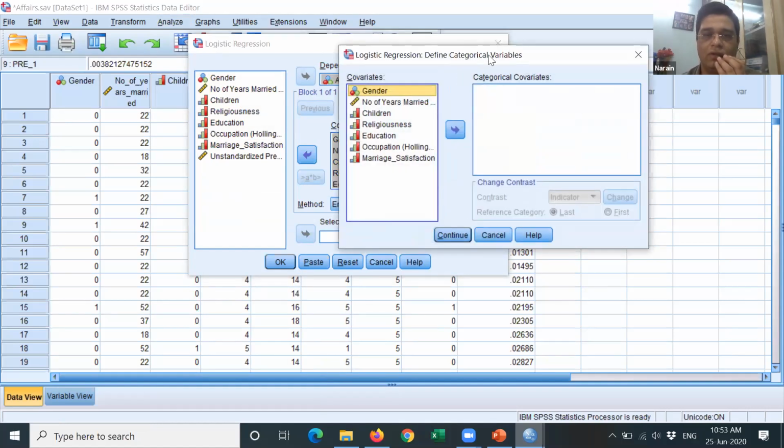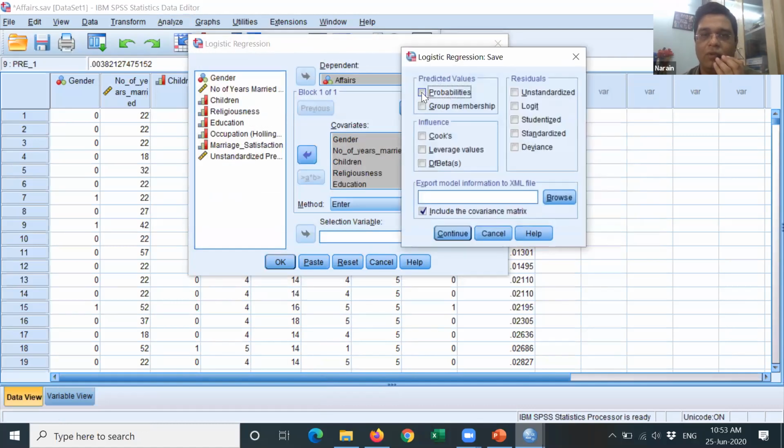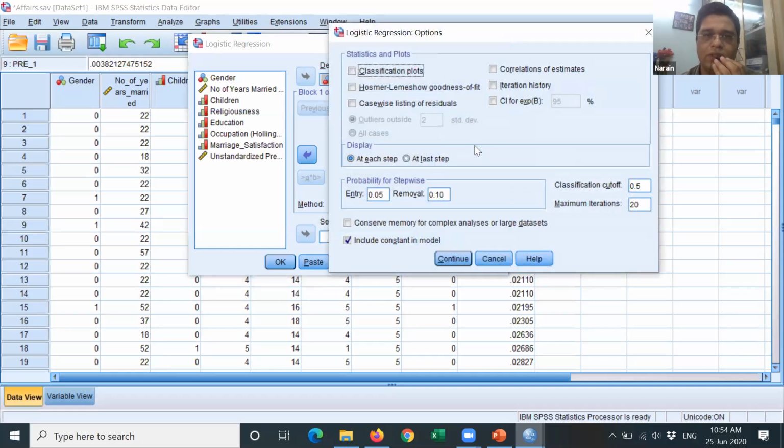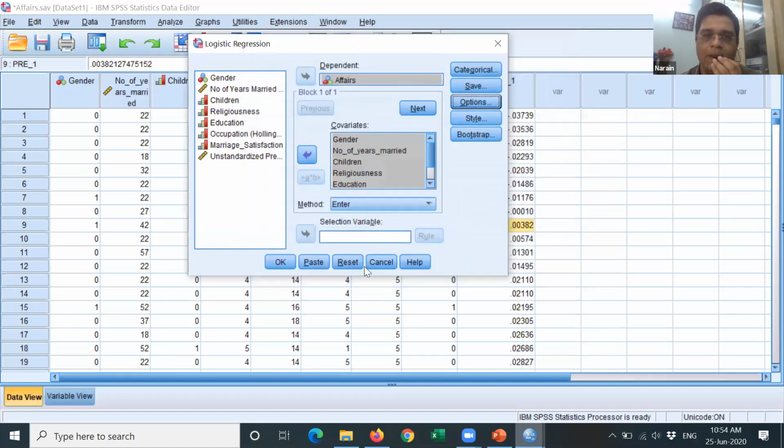So I go for Categorical. I'm not changing much. Save. In the save category, I want to have probabilities. I want to have group membership. I'll come to it slightly later. I'm not looking for the other one. I go for Options, and I have the classification plot, Hosmer and Lemeshow goodness of fit. This is what I can also refer to. I'm not changing much in this case. I'm still using the cutoff probability as 0.5. Style and bootstrap I can ignore for the time. So let me have some of these, and simply go for OK.